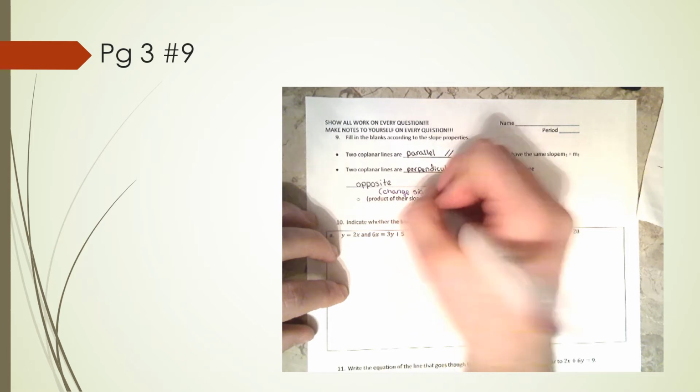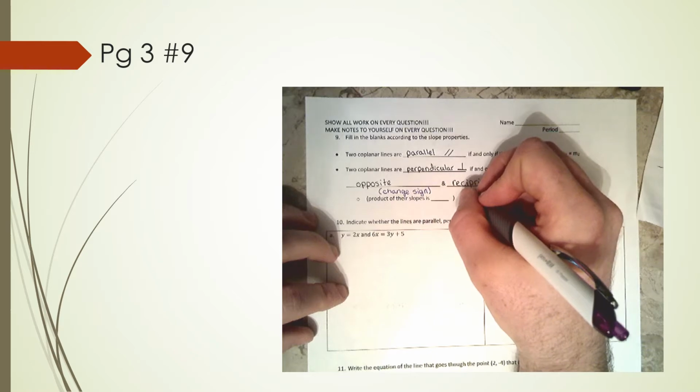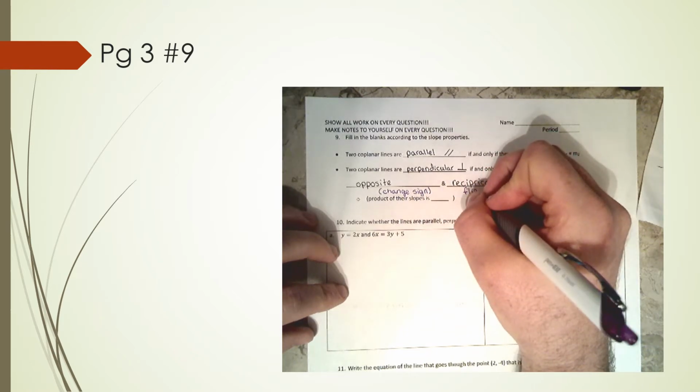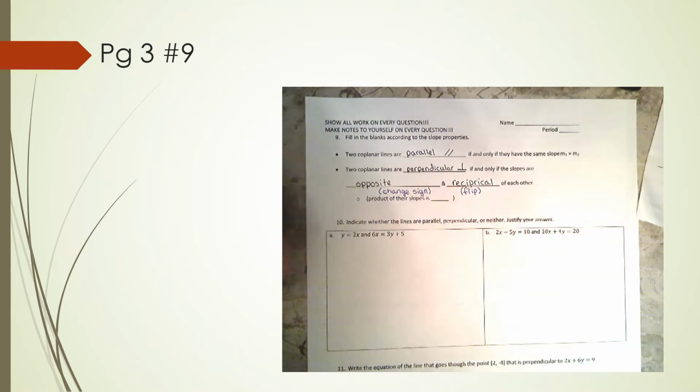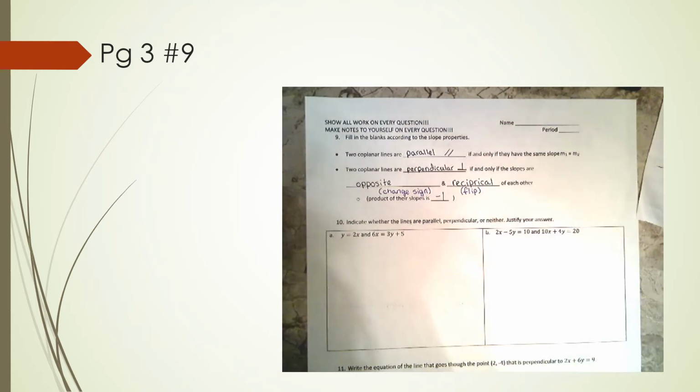While reciprocal is telling us that the fraction is going to flip. So whatever used to be in the numerator now is in the denominator, and whatever's in the denominator goes in the numerator. And the product of their slopes when they do this is -1.